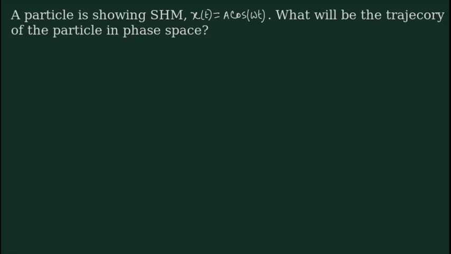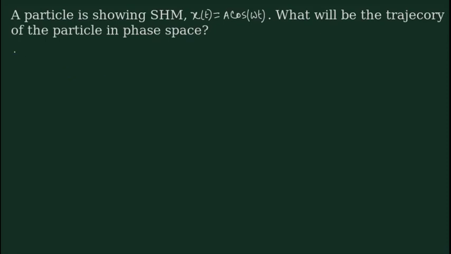Now let's take another example related to velocity and displacement. Okay. Here a particle is showing SHM where the displacement x(t) equal to A cosine of omega t. Okay. So what will be the trajectory of the particle in the phase space? Phase space is a space which consists of all possible values of coordinates and its conjugate variable, that is momentum. Sometimes to understand a physical system, it is necessary to understand how the position and the momentum change simultaneously. Okay. So in order to visualize, we need to draw a phase space diagram.